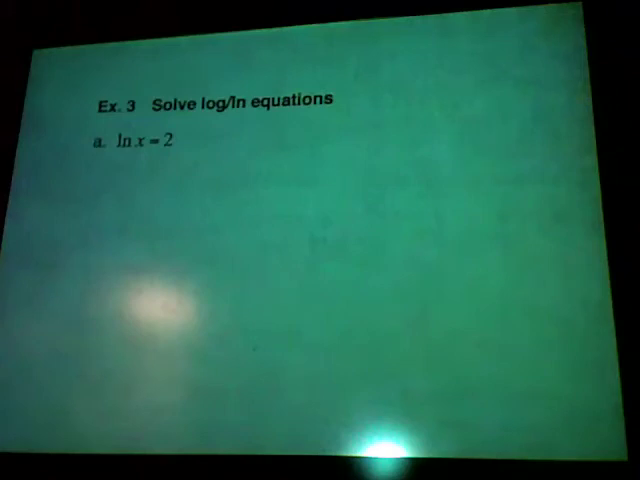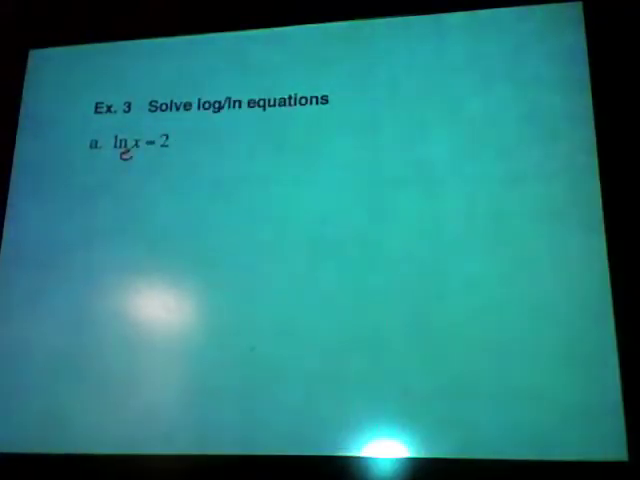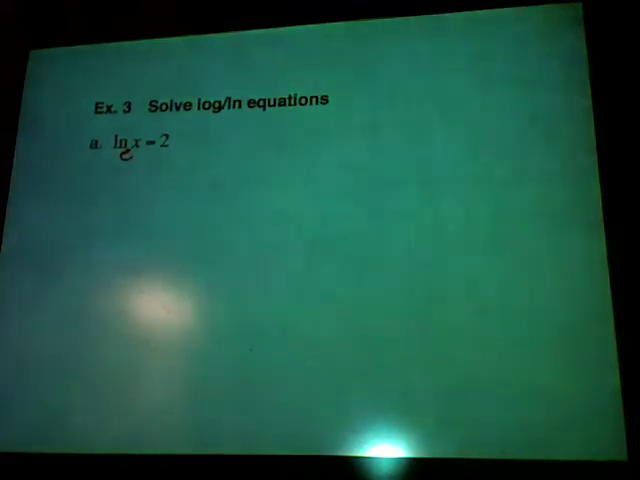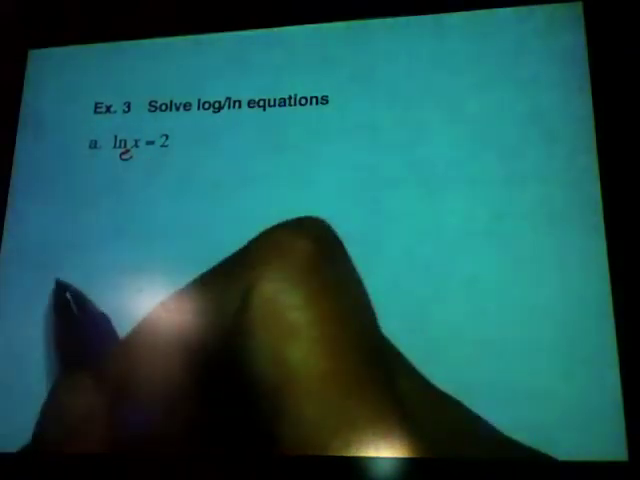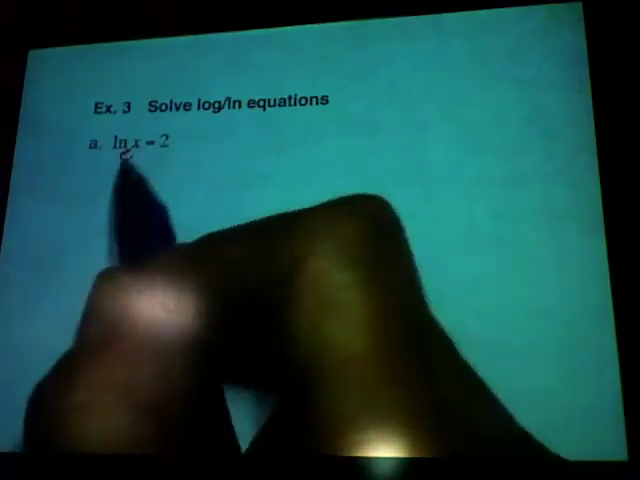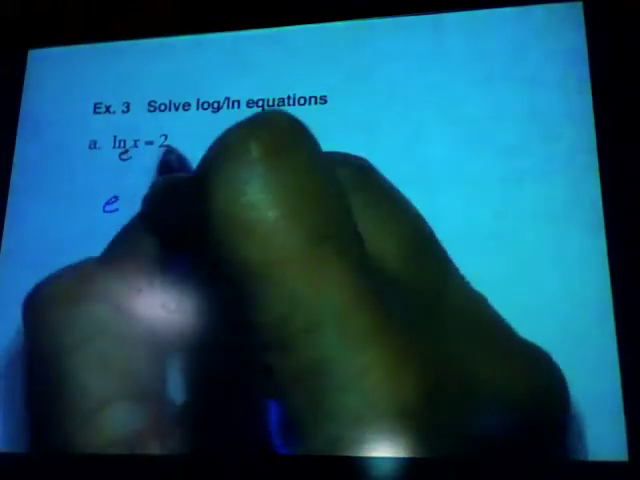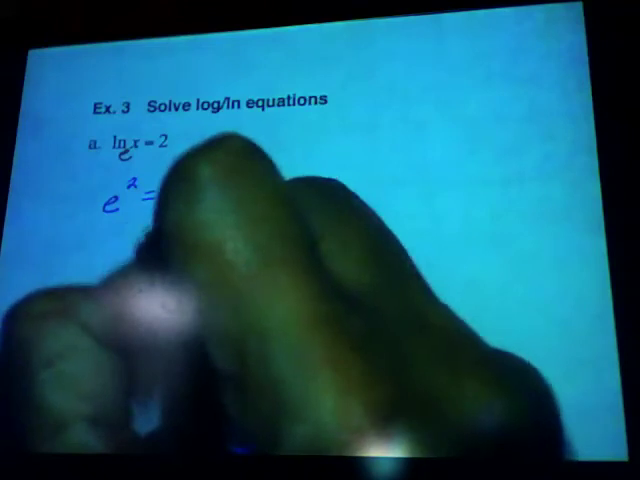Now we're going to solve log and natural log equations again. But you know how to do this one, right? How does this one work? Yeah, add the e, and then what do we do? Change it to exponential form, right? It's currently in log form. How do you change that to exponential form? Same base, e to the, you switch these two, don't you? e to the 2 is equal to our x.